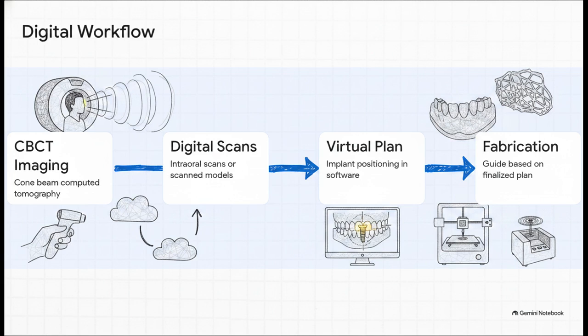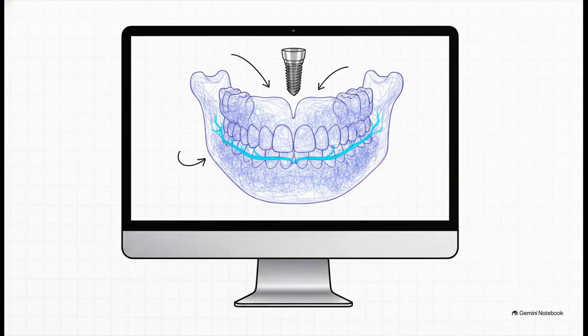Only after that virtual plan is absolutely 100% perfected does the fabrication begin, usually by 3D printing or precise milling right there in-house. Check out how digital workflows let you actually visualize hidden, critical structures and exact bone volumes long before you ever make an incision. By blending 3D imaging with restorative planning, digital workflows dramatically cut down on variability.